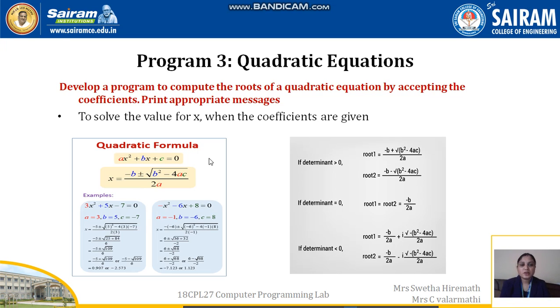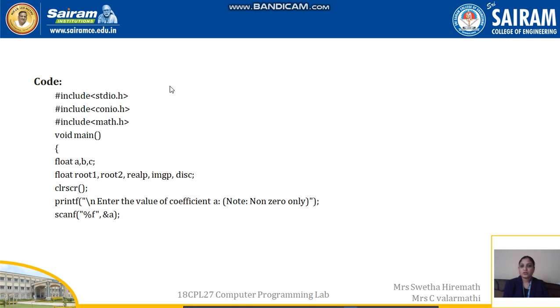Once we are familiar with the roots and the quadratic equation, we will go for the actual code of a C program. It consists of the header files stdio.h, conio.h and math.h. Why we are using math.h is that we are making use of some inbuilt mathematical functions here.